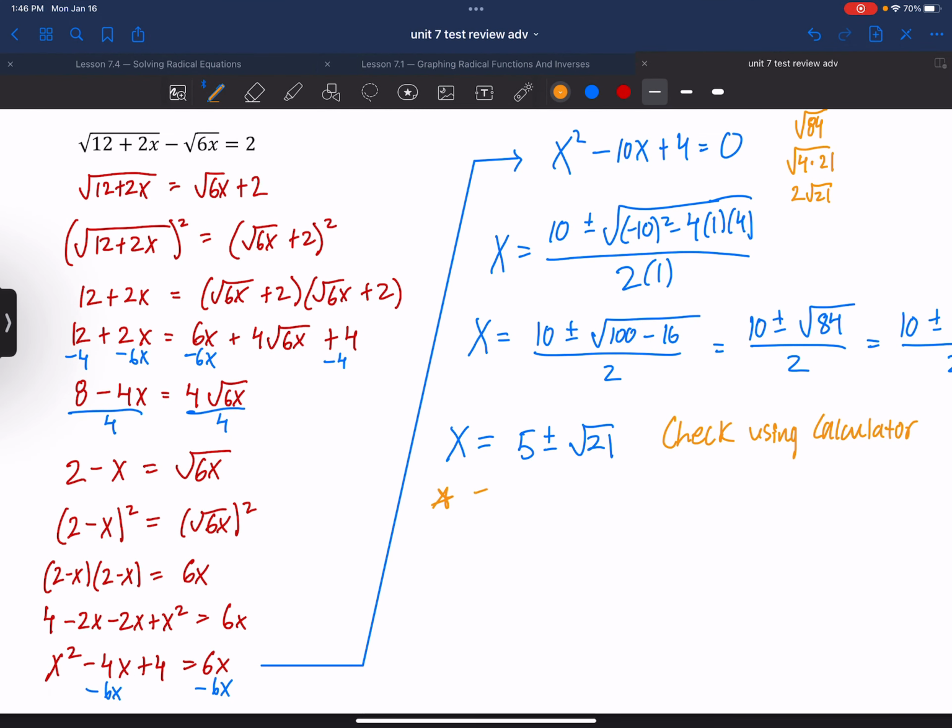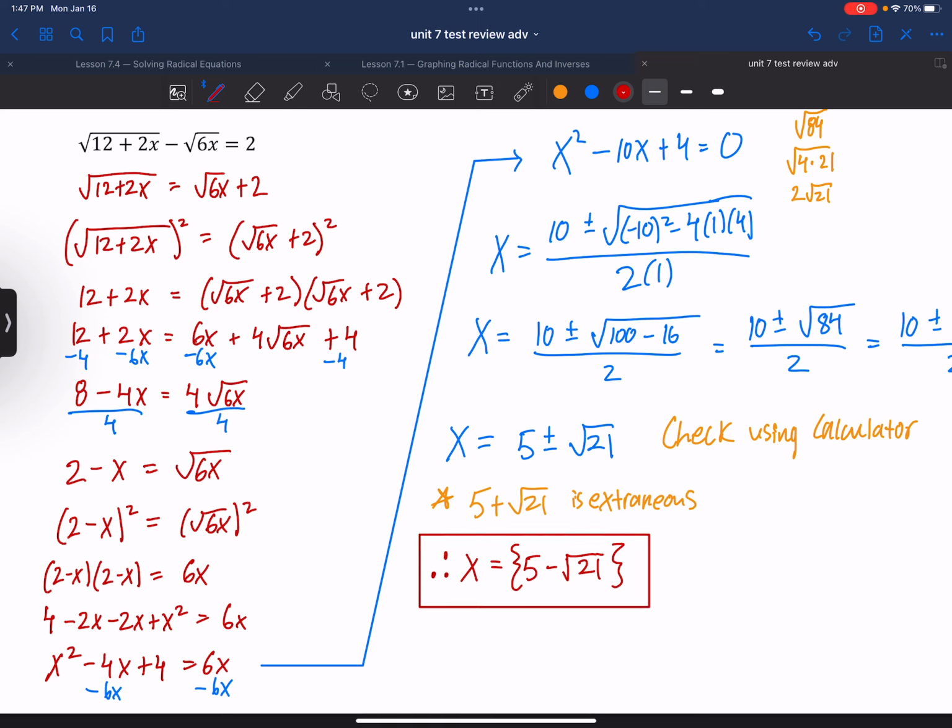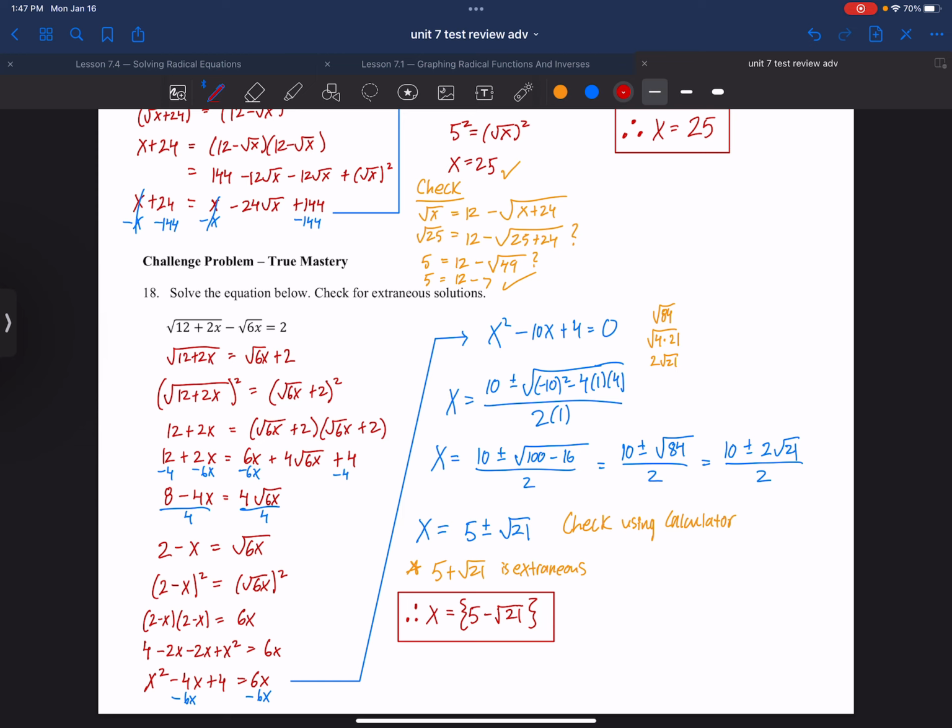So we noticed 5 plus root 21 is extraneous. Therefore, x equals 5 minus root 21. Okay? So let's try that. 5 minus root 21. Box it and call it a day. That's your answer. It's one answer, okay? It's not 5 and negative root 21. It's 5 minus root 21. Whatever that number is, that's your answer.